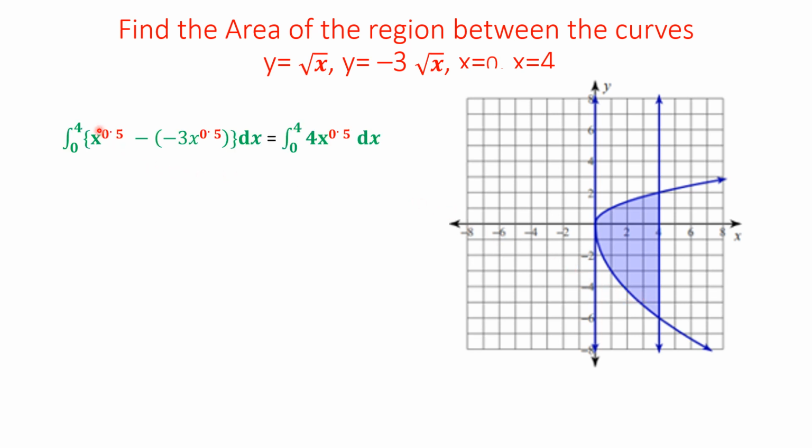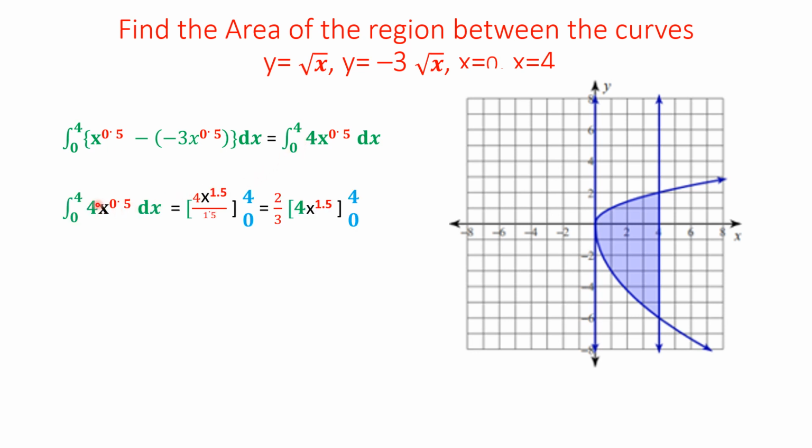We have to take the integration between 0 and 4 of the square root of x, which we put as x to the power 0.5, minus, and then we have minus 3x to the power 0.5, dx. The negative will change to positive because it's negative and then negative. So we'll be adding x to the power half to 3x to the power half, which will give us 4x to the power half. And then we just do the integration normally.